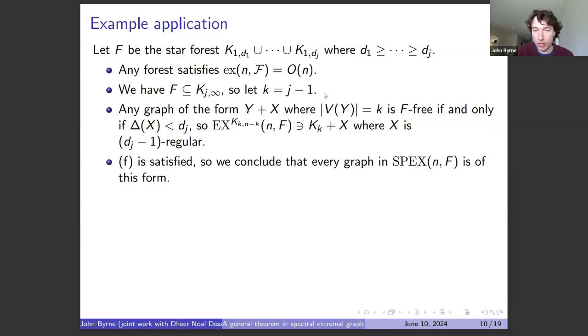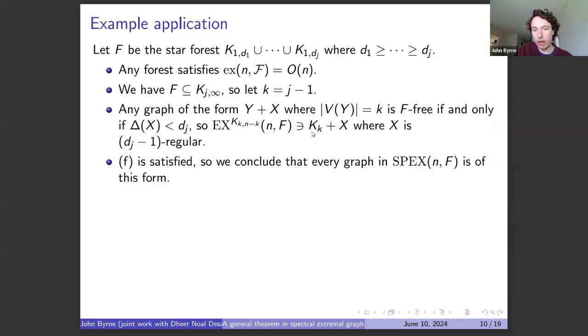because the right-hand side is regular, and one of the assumptions in F is that all but a bounded number of the vertices have the same degree in these graphs. And secondly, if there's any vertex of degree DJ, then we're no longer F-free. So again, it appears slightly messy, but for many natural forbidden families, the assumptions hold pretty easily. So every graph in the spectral extremal family must be of this KK join X form.